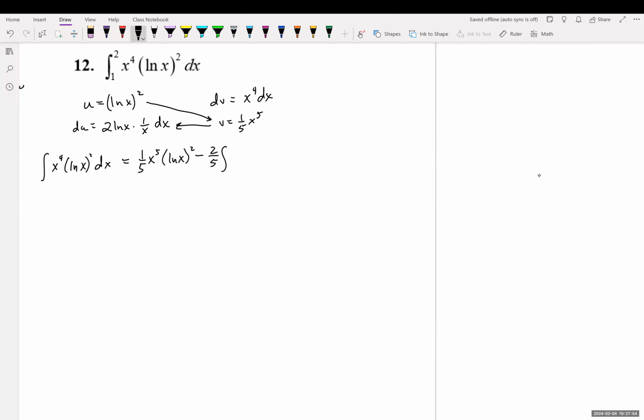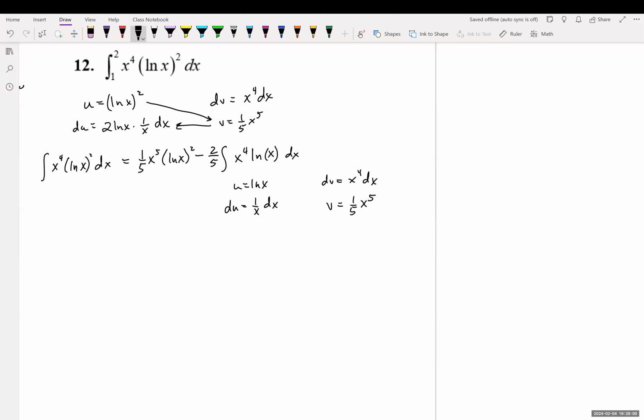2/5, the integral of ln x. The x to the 5th and the 1 over x here and here are going to cancel to give us x to the 4th. So we're going to get the integral of x to the 4th ln x dx. Let's apply integration by parts again. u is equal to ln x, dv is x to the 4th dx, du is 1 over x dx, and v is going to be 1/5 x to the 5th again.